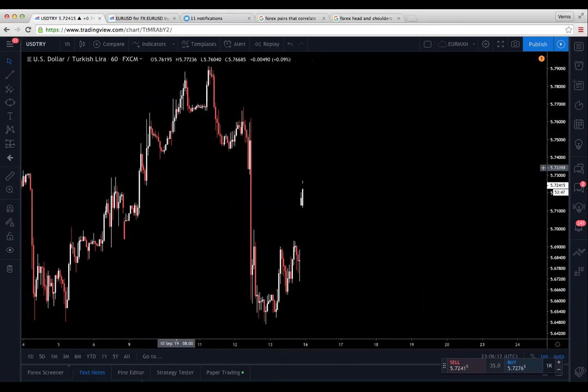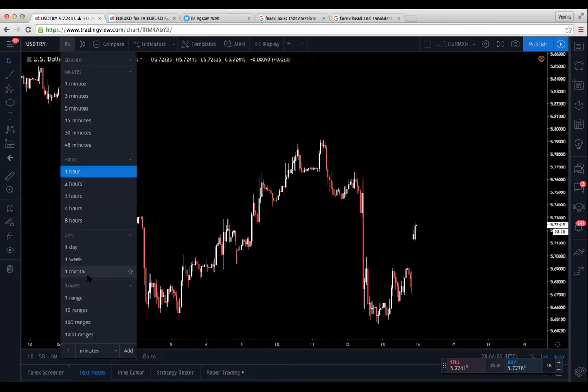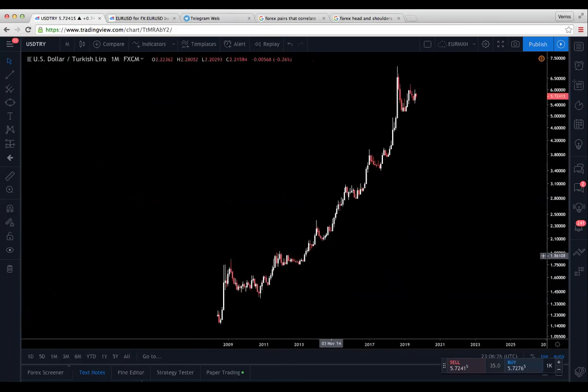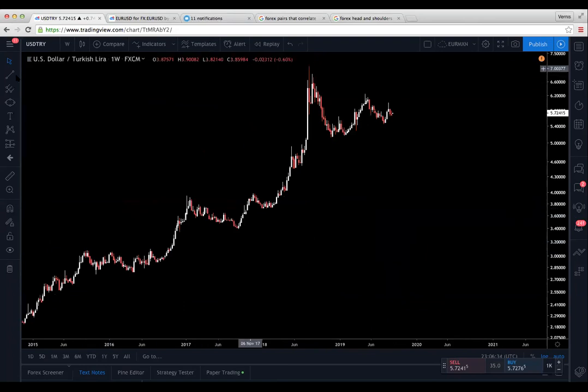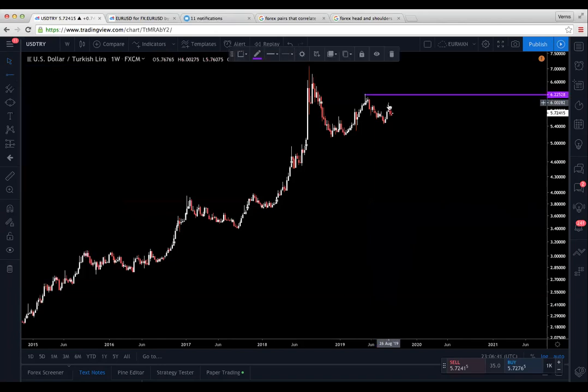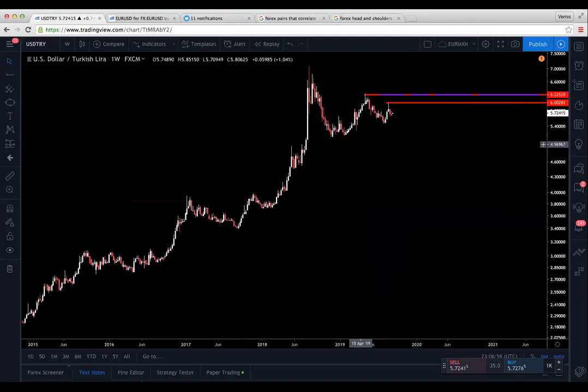Anybody like gold? We can analyze gold. I personally don't mess around with gold too much, but we can definitely chart it out. USD TRY. Boom, right there. And we're going to draw another one right here. Okay. It's the weekly, huh?